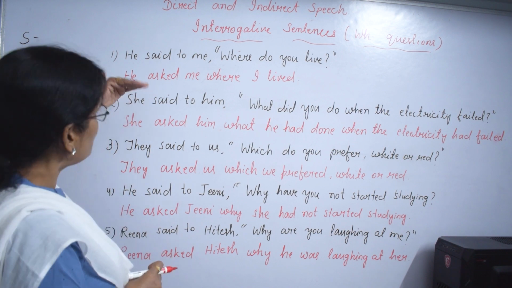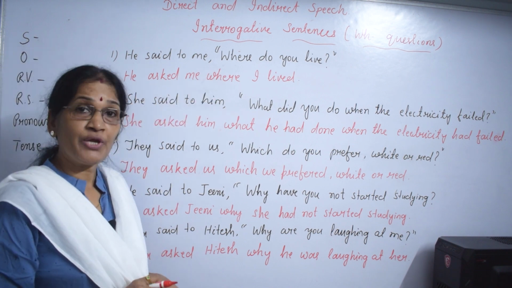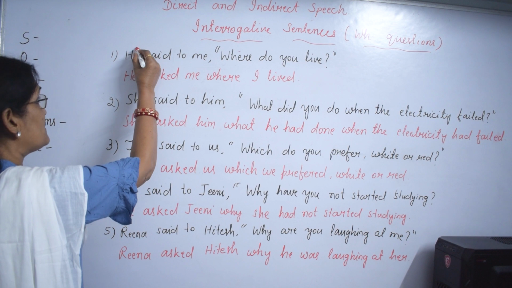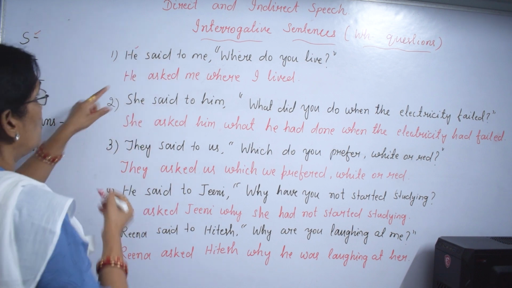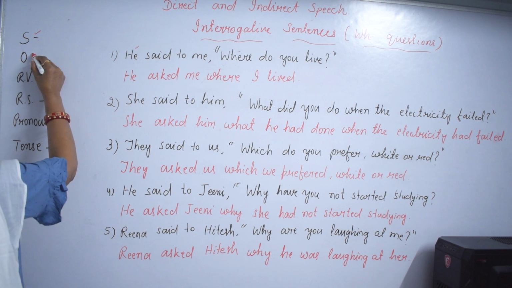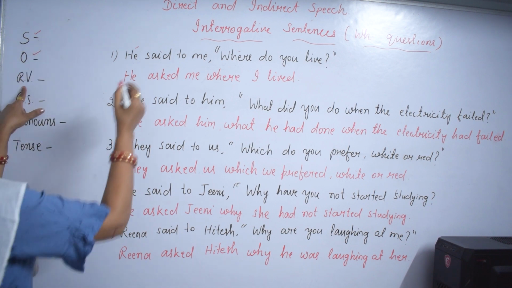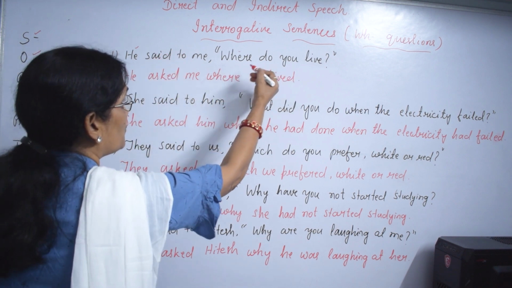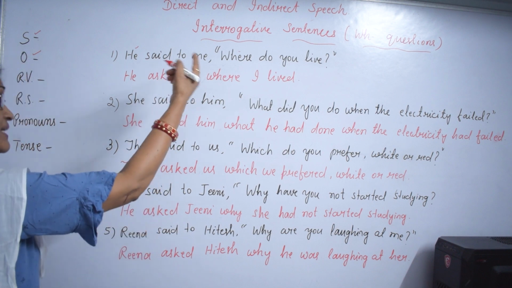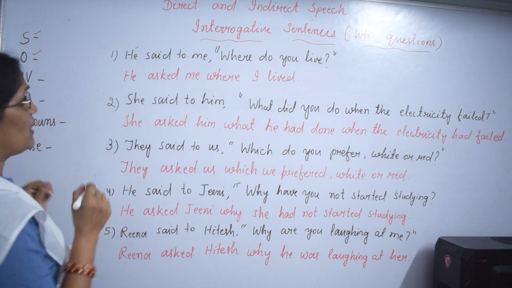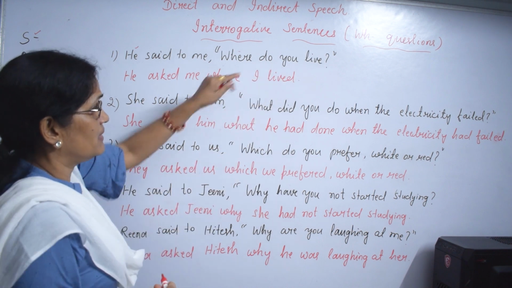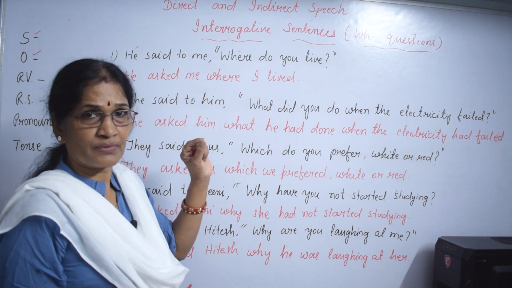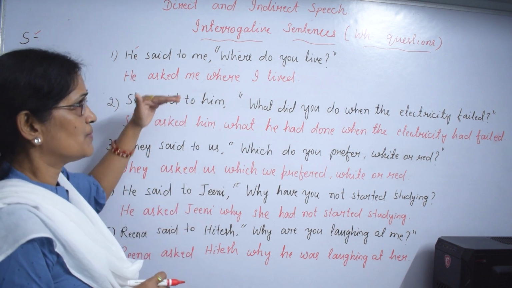Before changing from direct to indirect speech, we have to focus on some points. What are the points? We have to see the speaker, the object of the sentence, the reporting verb, said is the reporting verb, and the reported speech, "where do you live?" Which kind of sentence is the reported speech? And what kind of pronouns are used in the reported speech? Then the tense, which tense is it? We have to focus on those points.